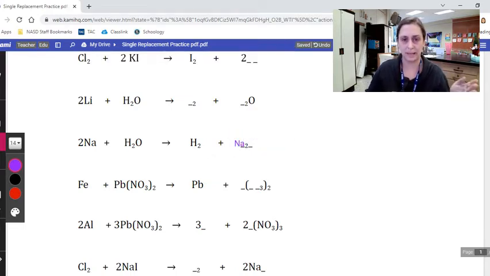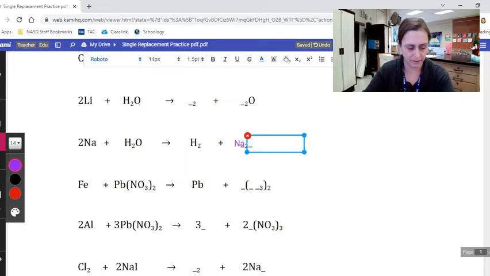Okay, so the sodium element came into the compound. It kicked out the element hydrogen. The oxygen has been there all along and will stay there.